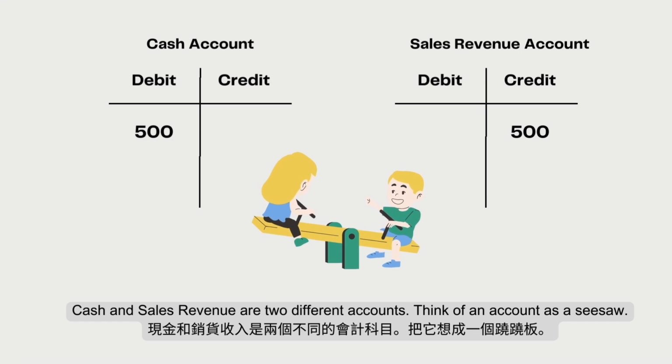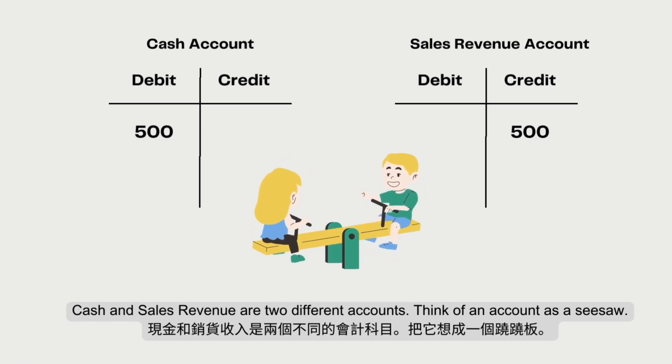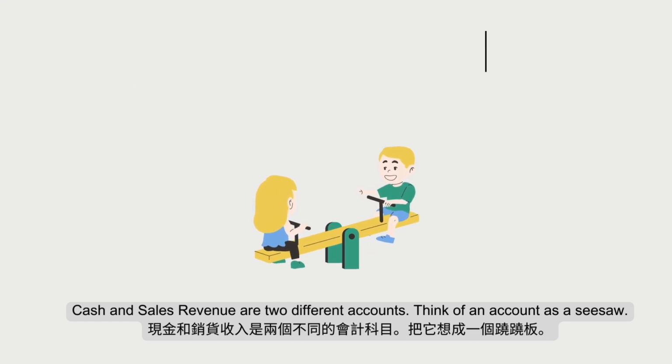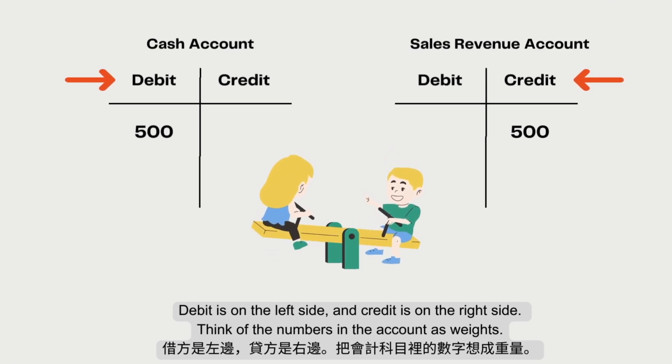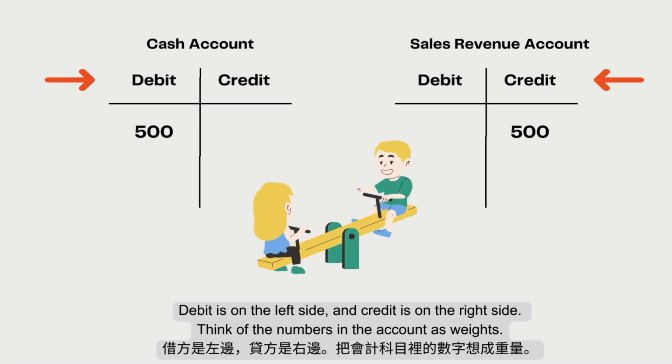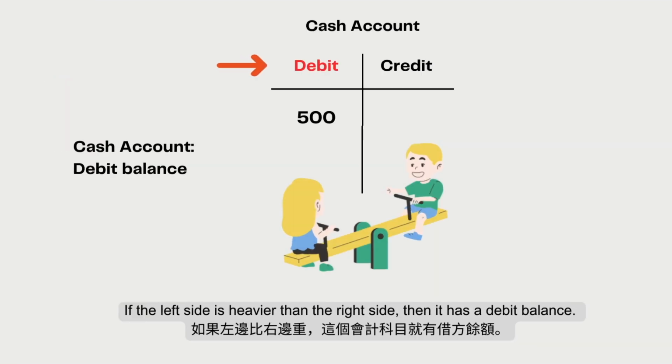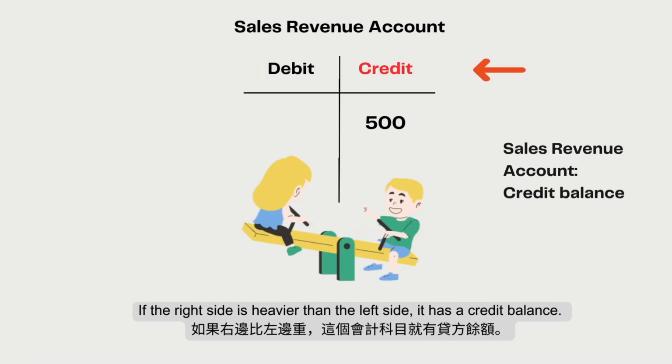Cash and sales revenue are two different accounts. Think of an account as a seesaw. Debit is on the left side and credit is on the right side. Think of the numbers in the account as weights. If the left side is heavier than the right side, then it has a debit balance. If the right side is heavier than the left side, it has a credit balance.